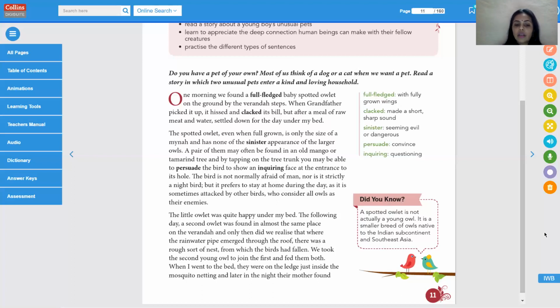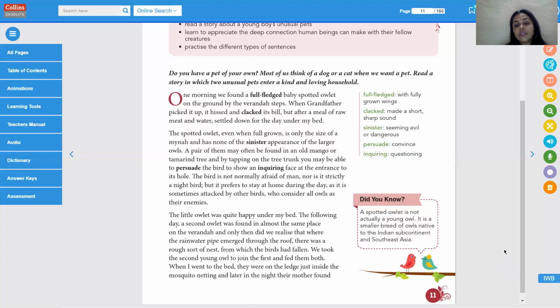We took the second young owl to join the first and fed them both. These people were so generous, kind and caring that they added this owl to their family and started feeding and taking care of them. When I went to bed, they were on the ledge just inside the mosquito netting, and later in the night their mother found them.